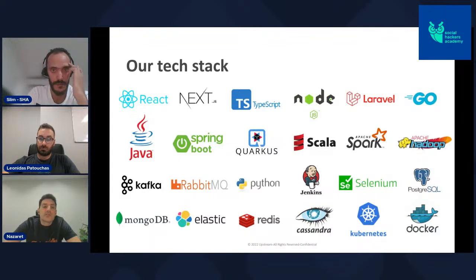Postgres is the relational database that we use in most of our services. And as I mentioned, we use a lot of NoSQL databases such as MongoDB, Elasticsearch, Redis, and Cassandra for various pieces of the puzzle. And we use Kubernetes and Docker as well, as I mentioned, in production.